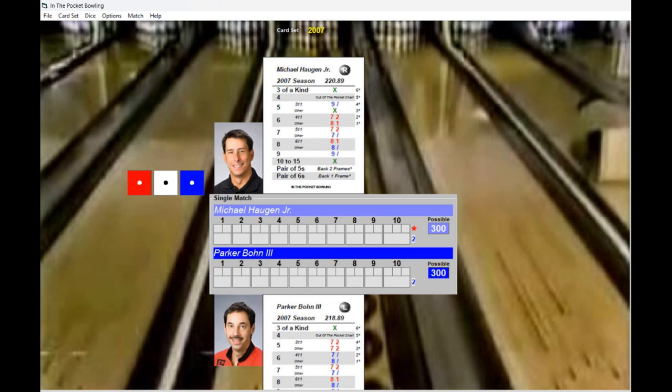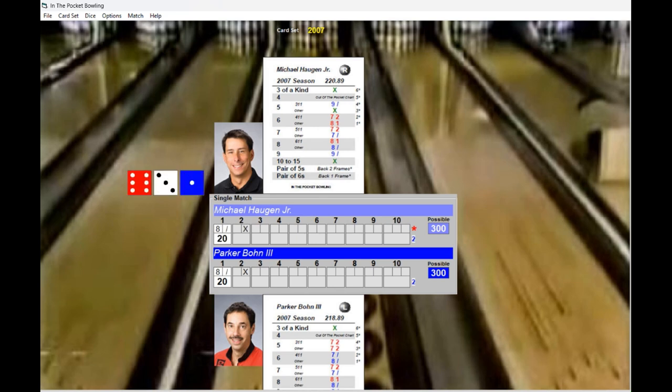But anyway, first frame for Hagan is a 1-4-3. Not good, an 8, but he picks up a spare. So that looks pretty good. Parker throws 4-3-1. He also gets a spare, so he doesn't do that well. Second throw is a 4-5-6. Get your kicks. That's a strike, baby.